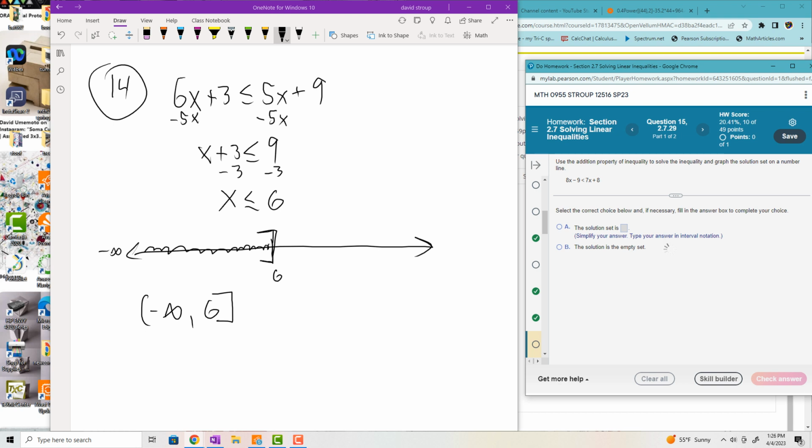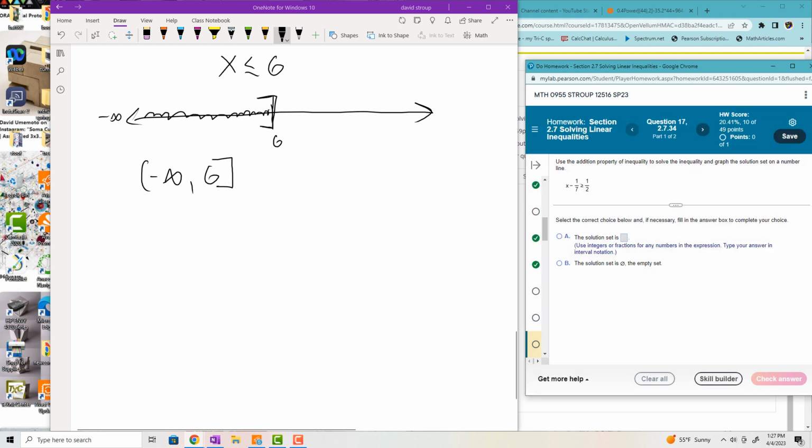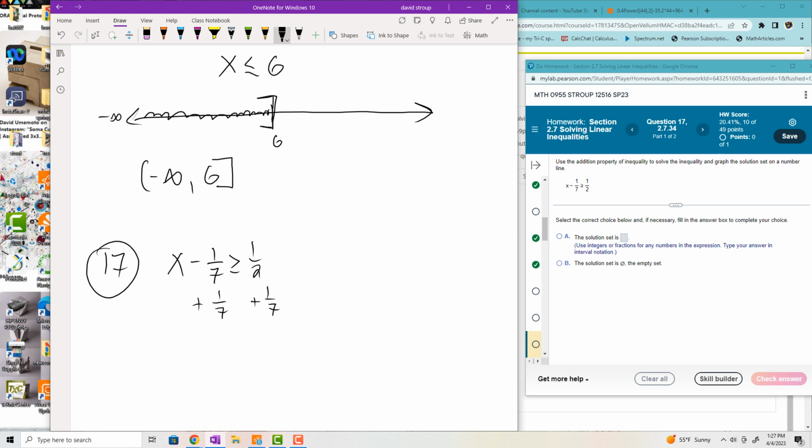Okay, and then more of the same. A little bit of the same thing there. Ooh, fraction problem. Let's try fraction problems. 17, x minus 1/7 greater than or equal to 1/2. So add 1/7 to both sides. So we get x greater than or equal to 1/2 plus 1/7.